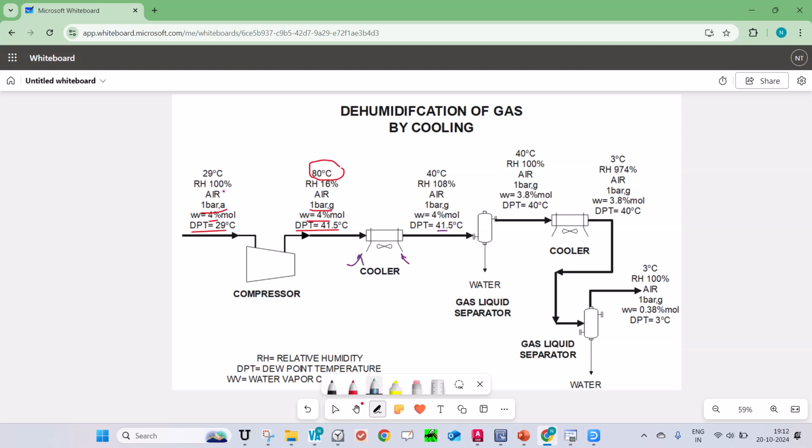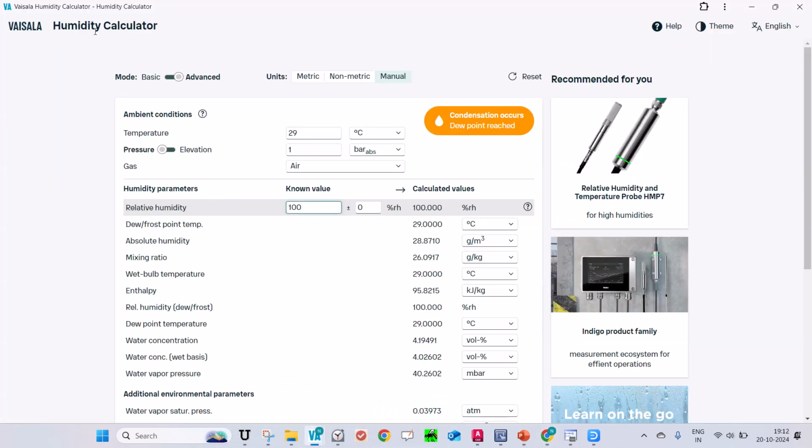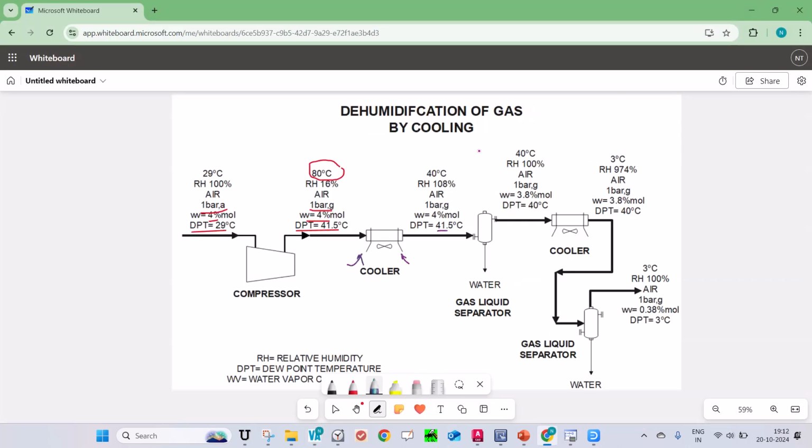Keeping those three figures in mind, the temperature of the air, the relative humidity, and the pressure, we can calculate the water vapor concentration and the dew point temperature by using a very nice calculator called the Vaisala humidity calculator. It is free, available online on Google. I'll share the link in the description.